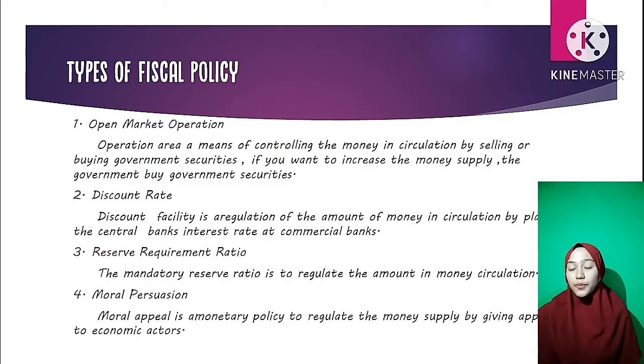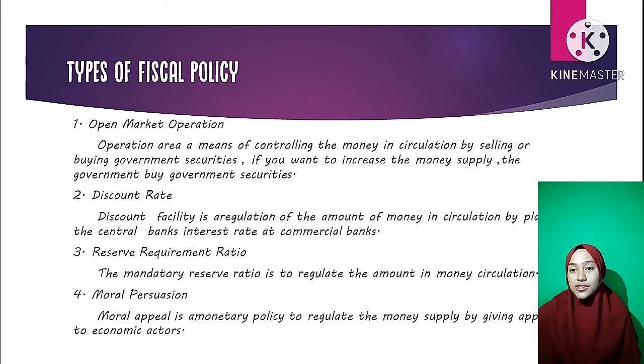Types of fiscal policy. 1. Open market operation. Open market operation is a means of controlling the money in circulation by selling or buying government securities. If you want to increase the money supply, the government buys government securities. 2. The discount rate. This discount facility is a way of regulating the amount of money in circulation by setting the central bank's interest rate at commercial banks.